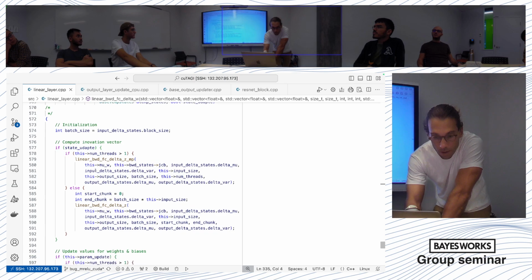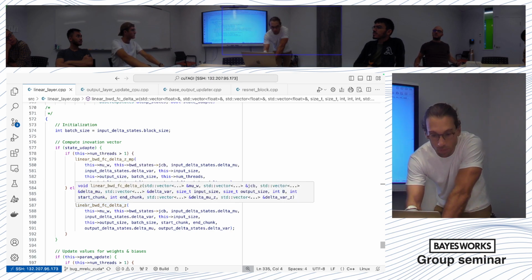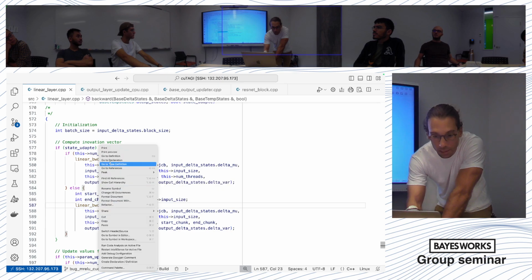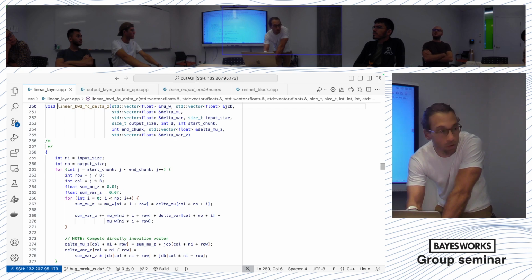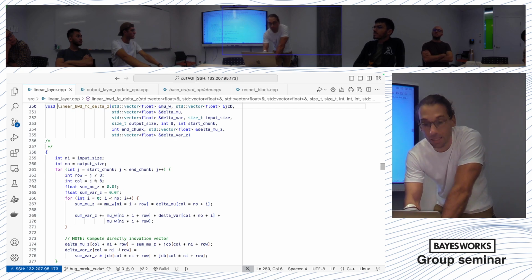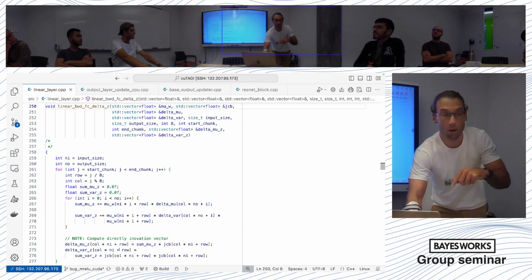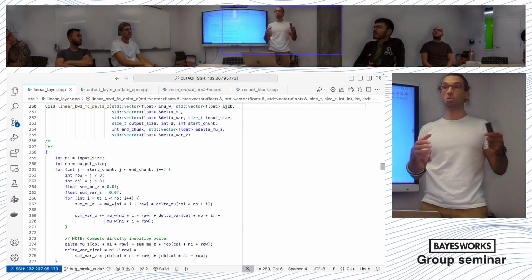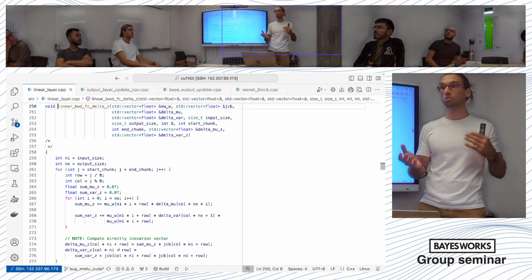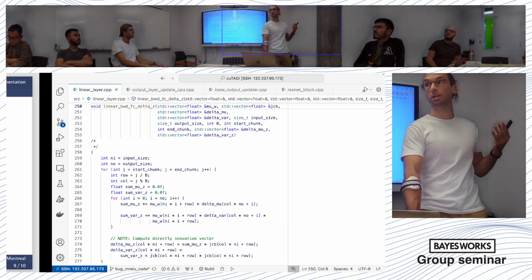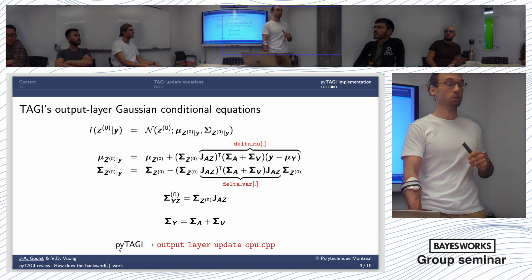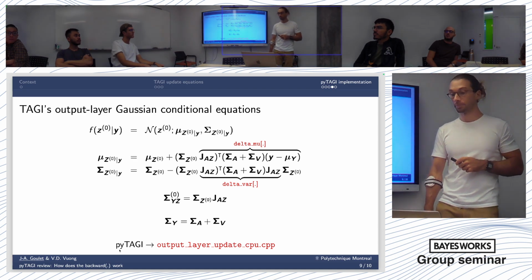Okay, so you see that in the backward, if we have multi-thread, it's going to be this chunk, and if we have a single thread, it's going to be this one. So linear backward FC delta. We're going to go there. It's going to be the same code that we've already seen. So this is basically how the backward works, and it's the same across all layers. Always the same strategy. It always boils down to finding the cross covariance between the different hidden layers.